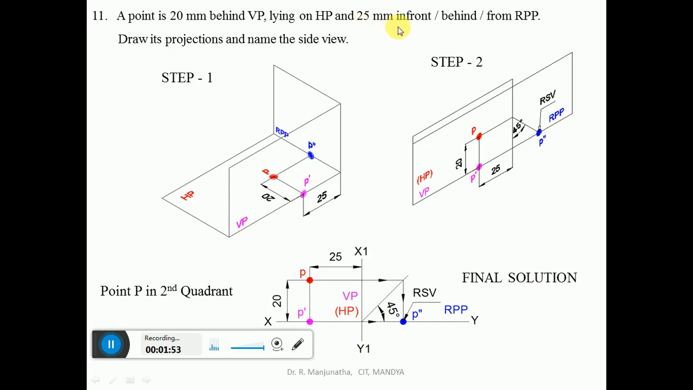And 25 mm behind RPP. When you look from the right side view, the point is behind RPP. But the behind RPP distance, that is this distance, when you look from the top view, it will be on HP. When you look from the front view, it will be on VP. So this is how we are going to analyze the projection of a point in the second quadrant in 3 dimensions on this particular problem.